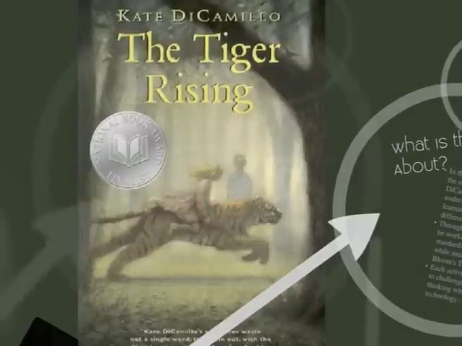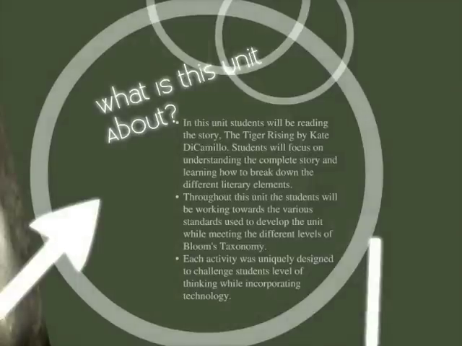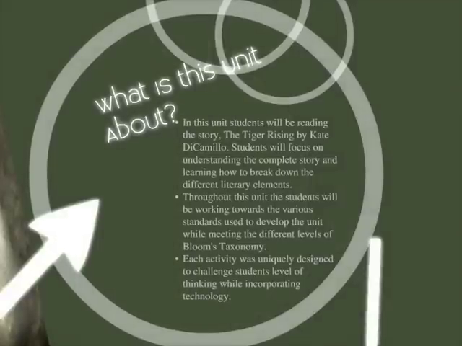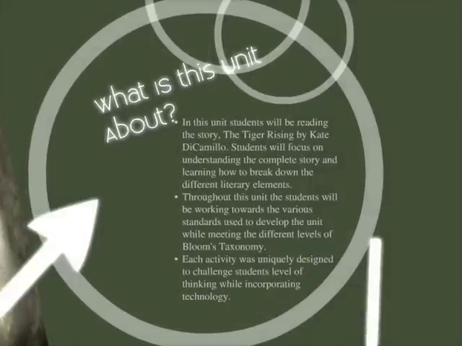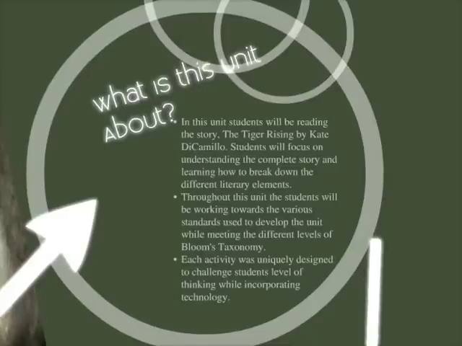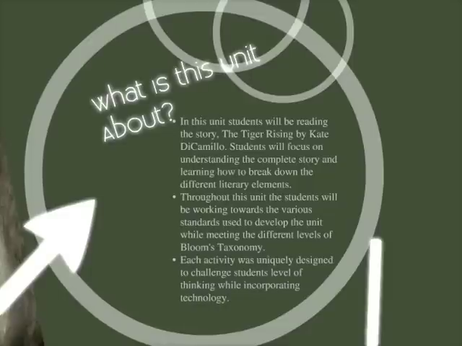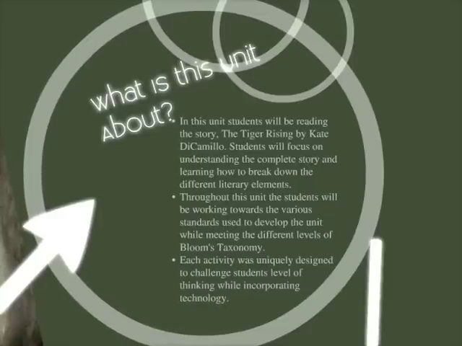What is this unit about? In this unit, students will be reading the story, The Tiger Rising by Kate DiCamillo. Students will focus on understanding the complete story and learning how to break down the different literary elements. Through this unit, the students will be working towards the various standards used to develop the unit while meeting the different levels of Bloom's taxonomy.